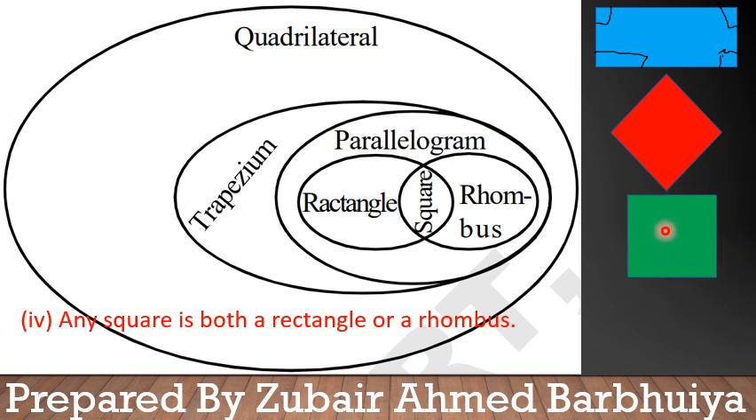So every square can be considered a rhombus, but every rhombus cannot be considered a square. So every square will belong to the family of rhombus. Here look at the family of rhombus, and all squares here belong to the family of this rhombus. So finally we can say that all squares are rectangles, and also all squares are rhombuses.